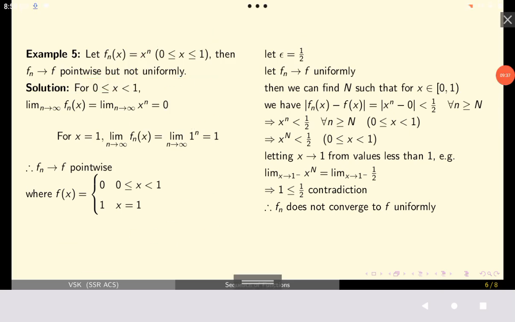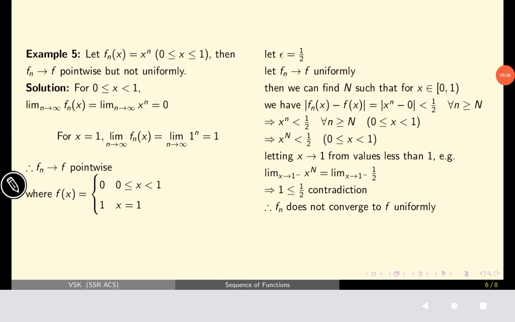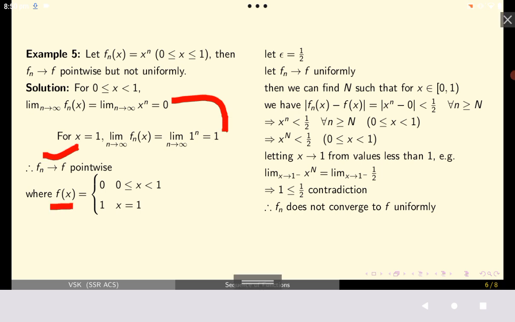So first of all, if 0 less than x less than 1, then limit n tends to infinity f_n(x), that is limit n tends to infinity x to the power n, is equal to 0. And for x equal to 1, if we take this limit, then 1 to the power n is equal to 1. So from these two values, 0 and 1, we define the function that f_n converges to f pointwise, where f(x) is given by 0 when x lies in this interval, and it is equal to 1 when x is equal to 1.